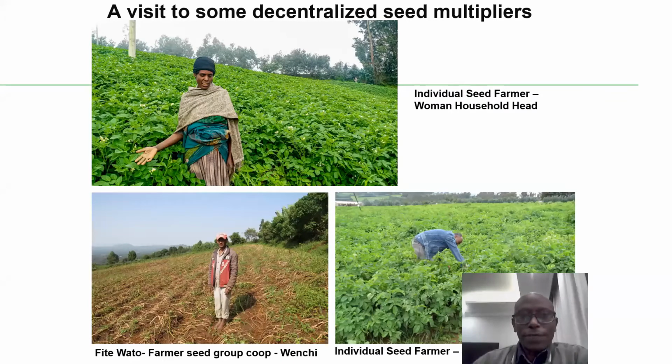Out in the field, we visited a few decentralized seed multipliers, and the first we visited was a lady seed multiplier. She had a very wonderful crop, very high yield, and we think she's going to get good yields and good seed. Then below left is one of the caretakers of the farmer seed group co-op field. This field fails in one management practice. The crop should have been homed much earlier for seed production, but it's not. These are some of the things we can look at in future when we improve the seed system.